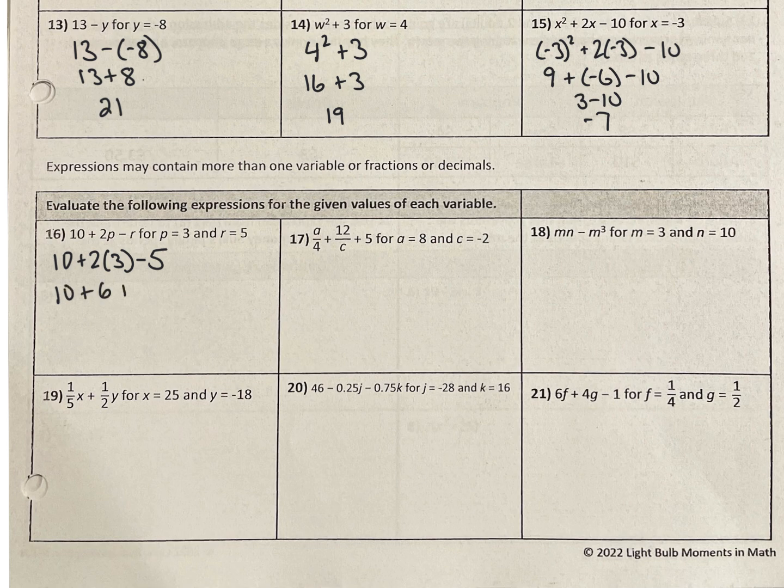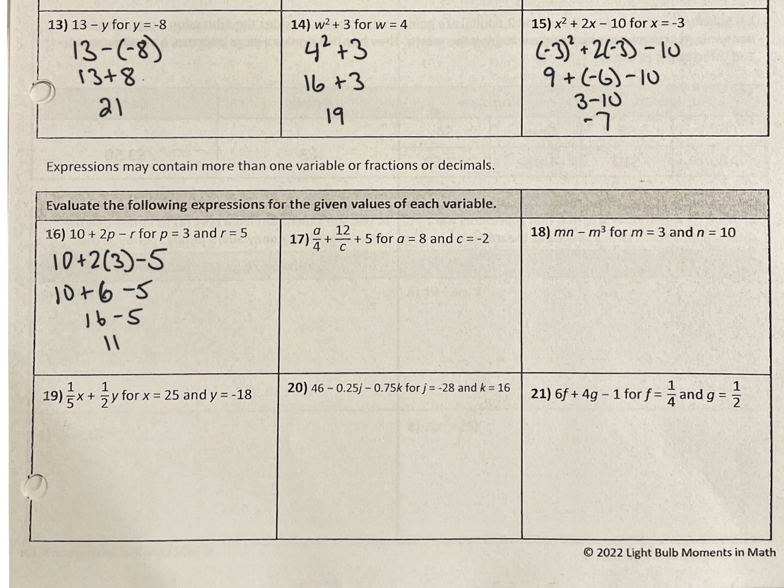Multiplication comes first, so I'm going to do 2 times 3 first. And then we have 16 minus 5, and we get an answer of 11.